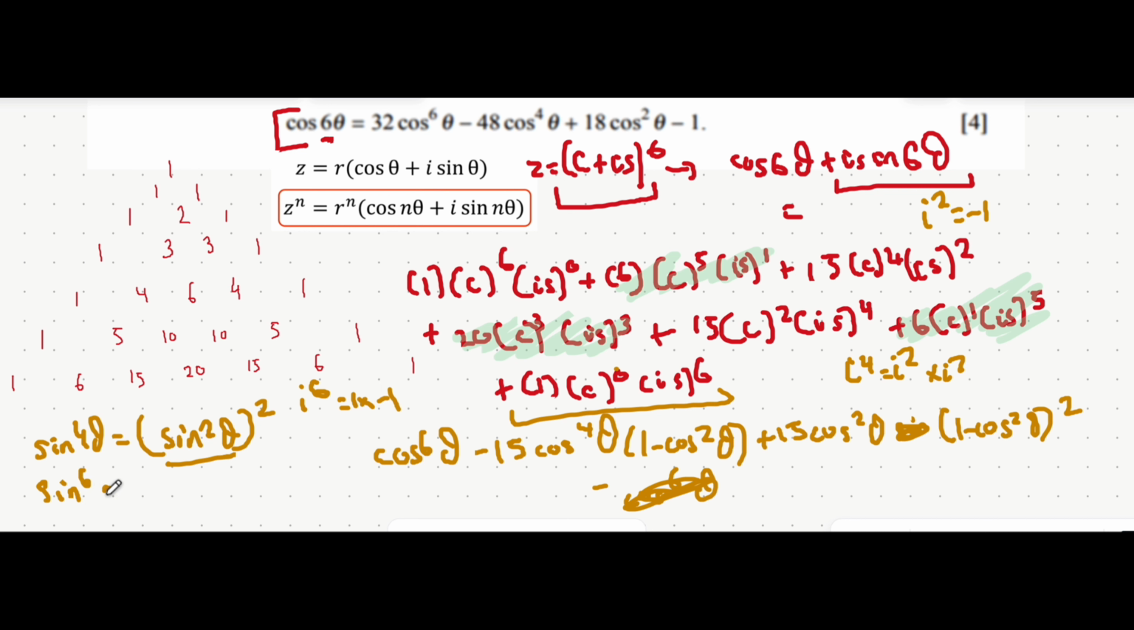Sine to the power of 6 theta is sine squared theta, and we are going to have to change it into sine squared so that we can replace it with 1 minus cos squared, all cubed this time. So it will become 1 minus cos squared theta, all cubed.